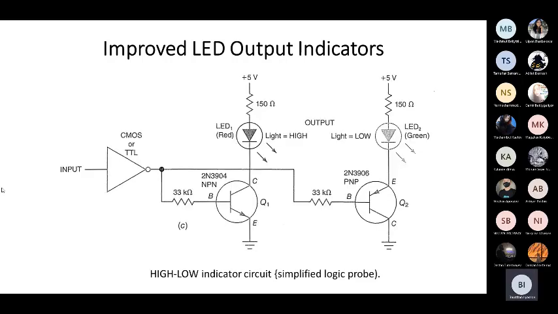Here is an interesting circuit. We can use it as a logic probe. For example, you can connect this to some point in your circuit, and if it is high, what do you think? Which LED will light? We have LED 1 and LED 2. My question for you: if the input is high, which of these LEDs will light? Is there any idea?